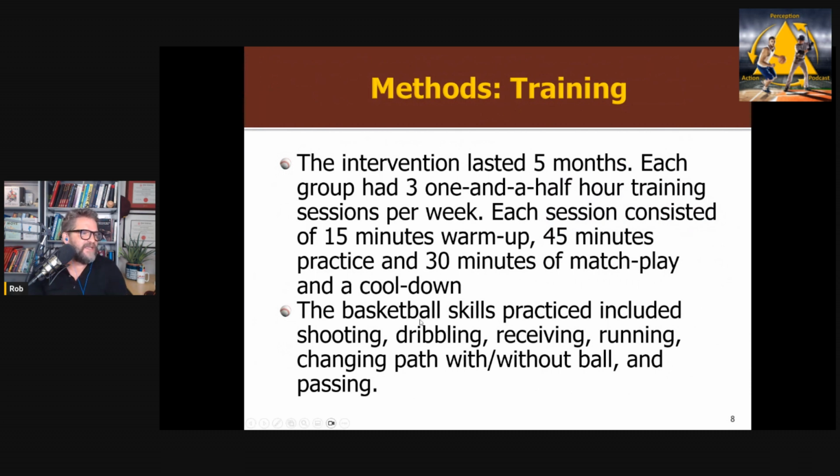So they're practicing shooting, dribbling, receiving, running, and changing path with and without the ball. So they have some things that are focusing on changing direction, changing path with and without the ball, cutting to get open, right? But the main point here is they're not just focusing on making you change direction better.